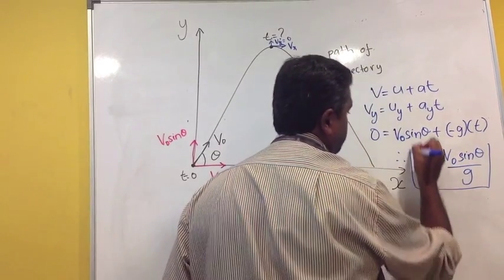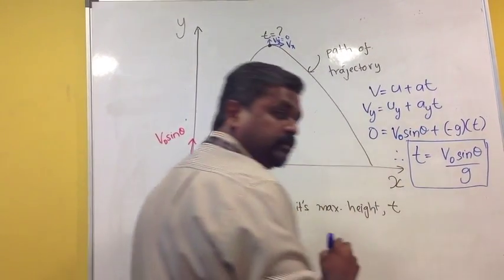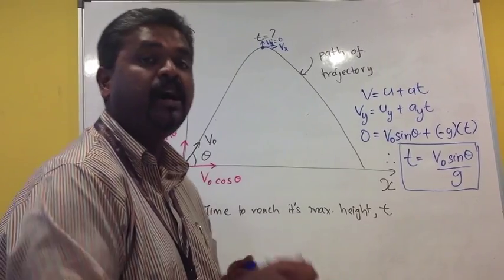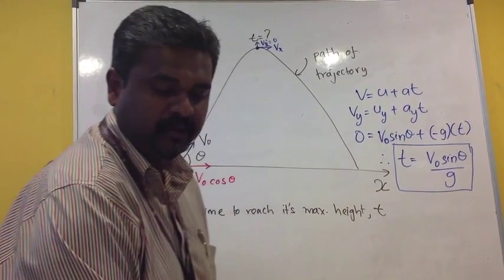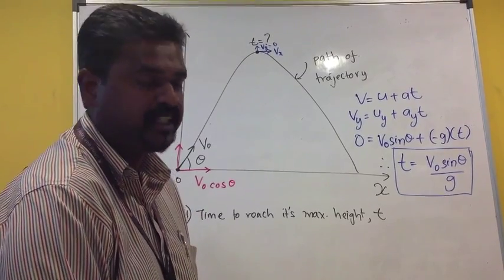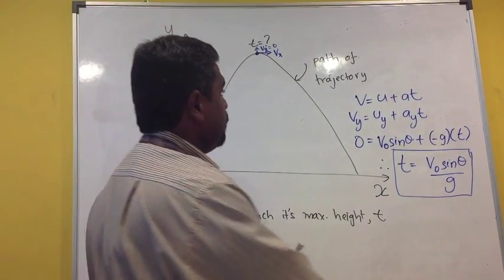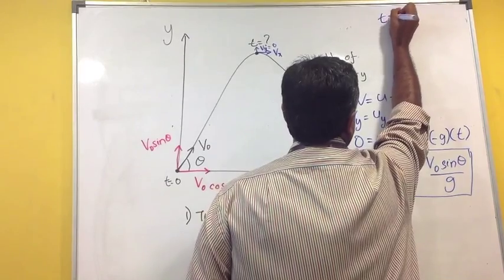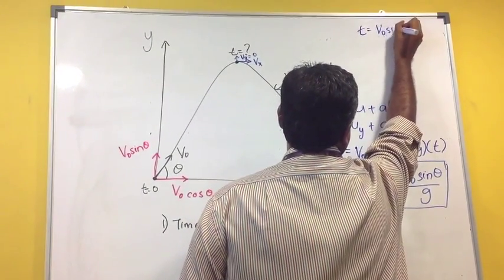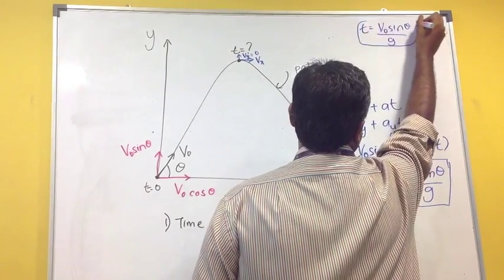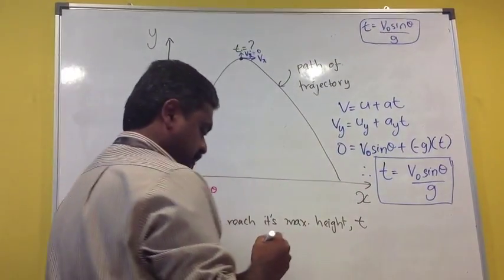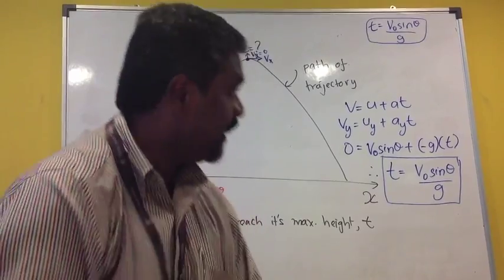Now this is a formula that you must not only know, but you also have to learn to know how to derive it. Okay, so the first formula, t equals v naught sine theta over g. So let's just put that result up here somewhere. t equals v naught sine theta over g. This is the first result. Okay, now let's go to the next part.